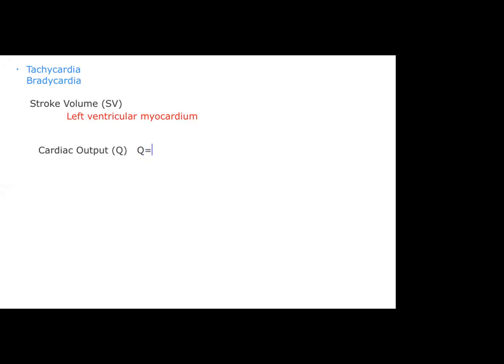Okay, so that means cardiac output equals heart rate times stroke volume. The amount of blood the left ventricle pumps per minute depends on how many times it's contracting in a minute and how much blood is coming out per contraction. So you need to know that formula.